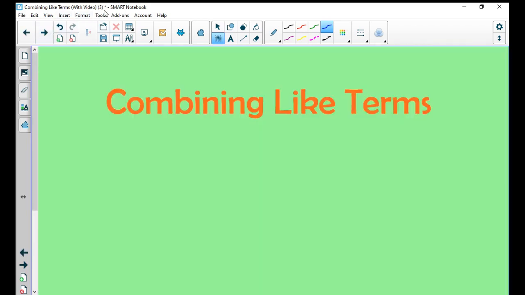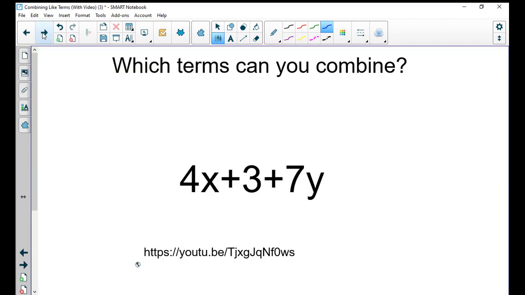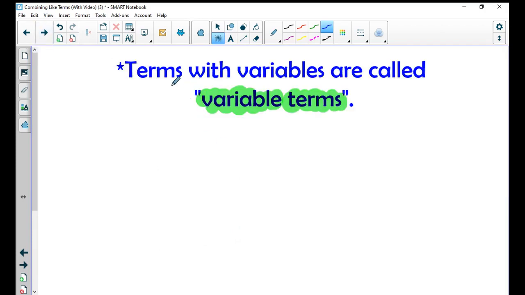Okay, so today we're going to get into a lesson called combining like terms. And this process of combining like terms is used to simplify equations before we solve them. So let's take a look at which terms we can combine and that type of thing. So there's a little video there you can check out that has a lot of good examples in it. So we'll move on.